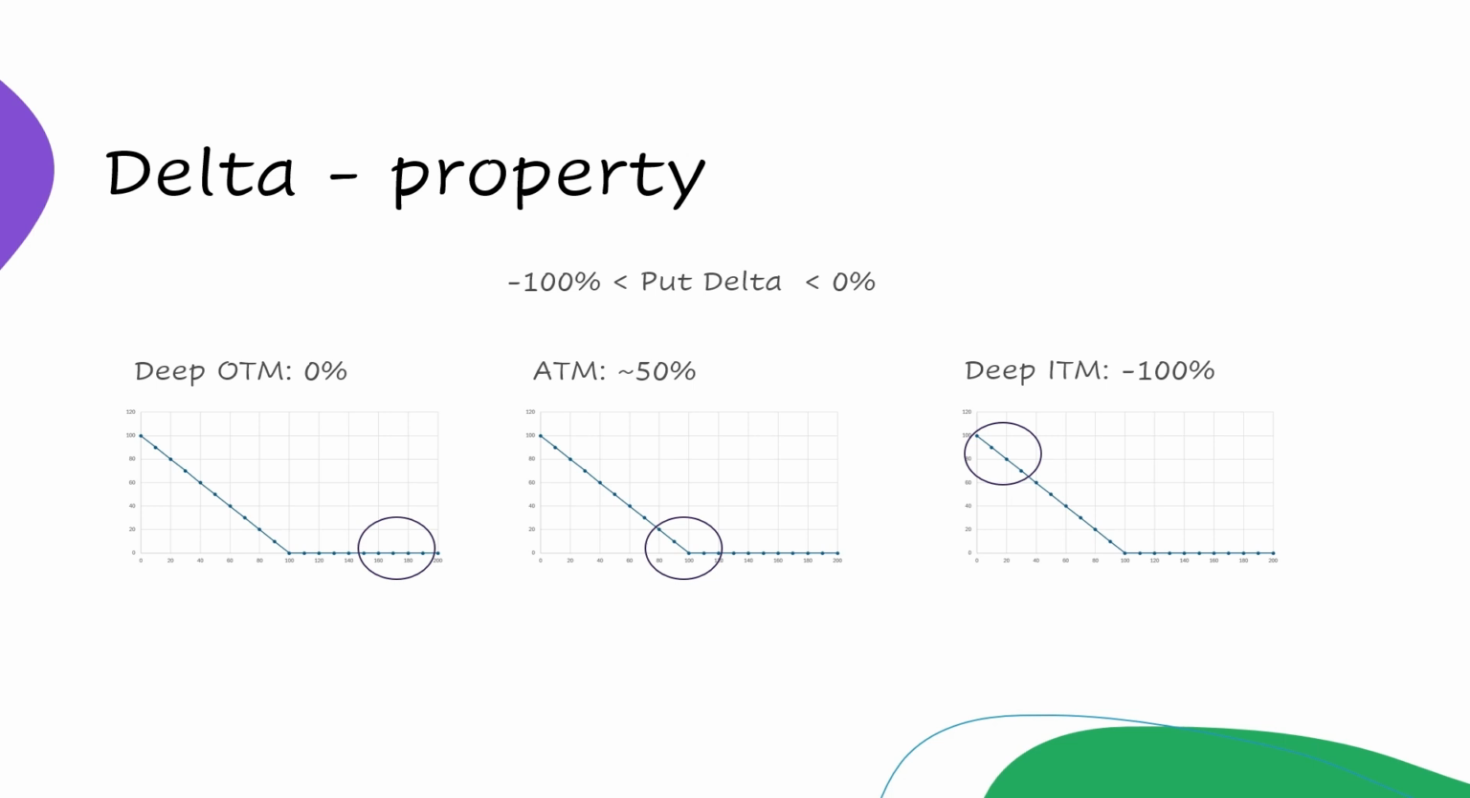From payoff diagram, we can imagine that holding put option is similar to short selling the underlying directly. $1 increase in underlying price translates to $1 decrease in put value. Therefore, delta is minus 100%.